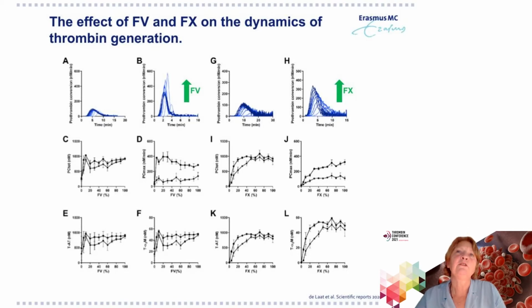Similar analyses have been done for varying concentrations of factor 5 and factor 10. And again, on the left two columns, you see the results for increasing factor 5 levels. And there you can see that it doesn't really make a big difference whether your factor 5 level is 10% or 100%. But if it goes below that, then you can see that there's a big effect on the variable parameters of the thrombin generation curve. And for factor 10, you can see that also the effect is largest for the very low levels, but there the curves are a bit less steep.